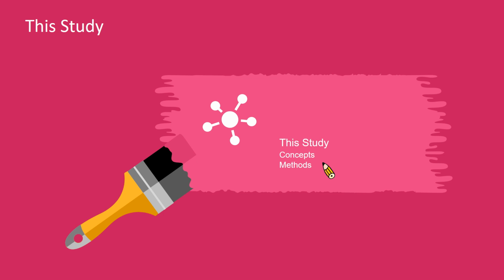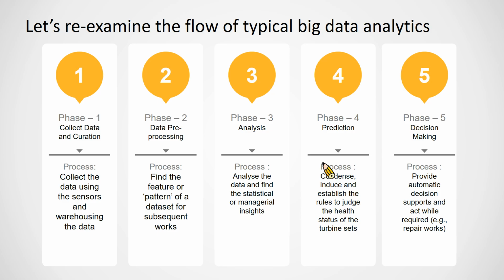Then let's go on to introduce the concept of this study and the methods used in this study. Let's review the flow of typical big data analysis work. And the first step of a big data analysis involves the collection of data. So for our case, it is to collect the data using the sensors and warehousing the data. And the second step is data preprocessing. So for us, we are to find the feature or pattern of a data set for subsequent data works.